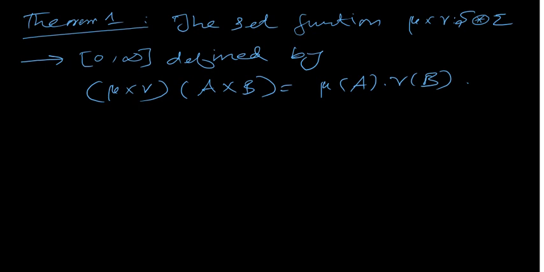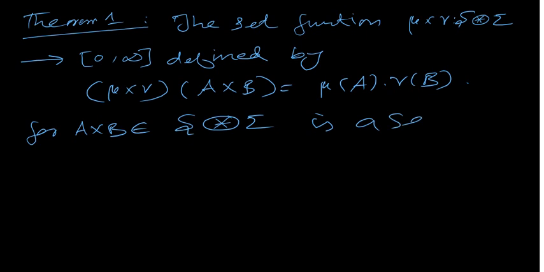Okay, we show that this set function for A cross B, a member of the product semiring, is a semiring. We show that this function satisfies the properties of a semiring.